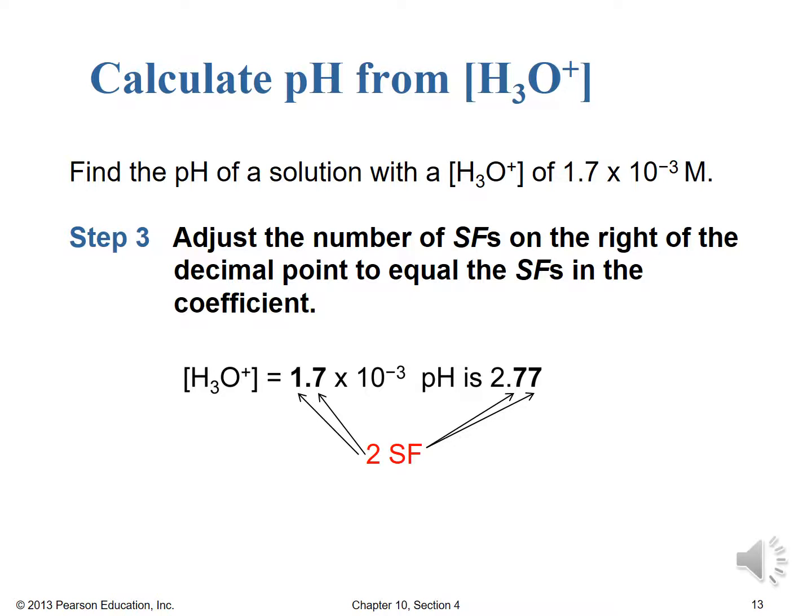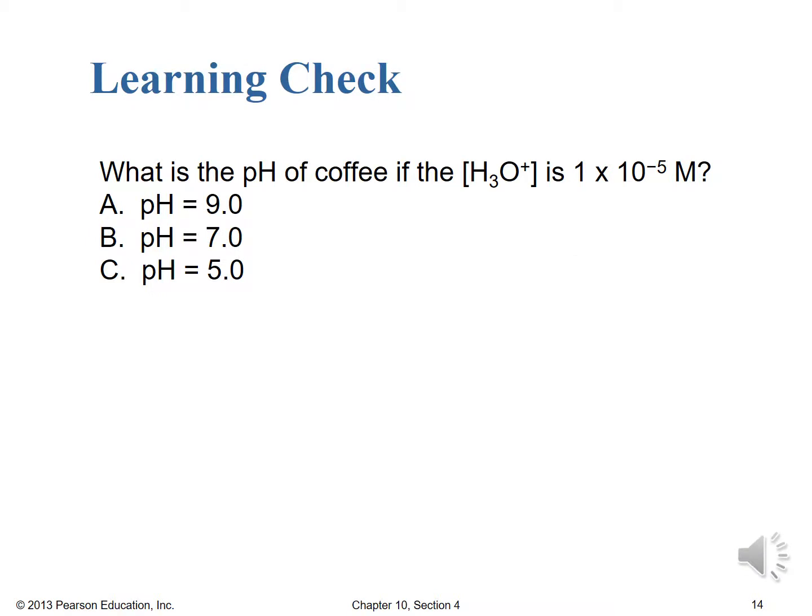Hopefully that was all comfortable, you worked along, and you're ready now to do it on your own. Okay, here it is, your chance to do it yourself. This learning check asks, what is the pH of coffee if the H3O plus concentration is 1 times 10 to the minus 5 molar? So go ahead and work this problem, and then based on those answer choices, decide which one is the best answer. Pause the video here while you do that, and then start back up when you're ready to check your work.